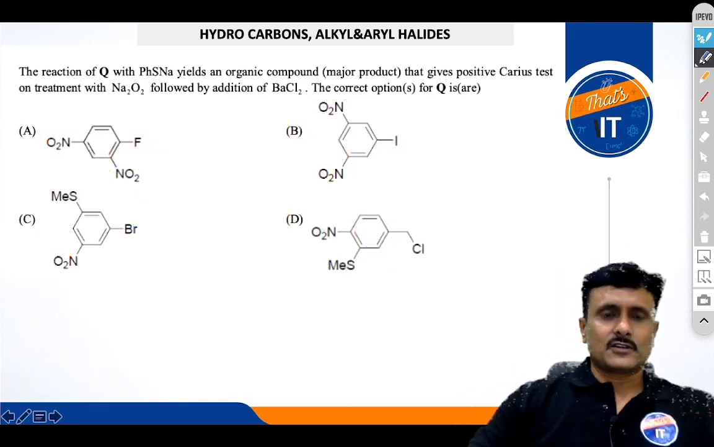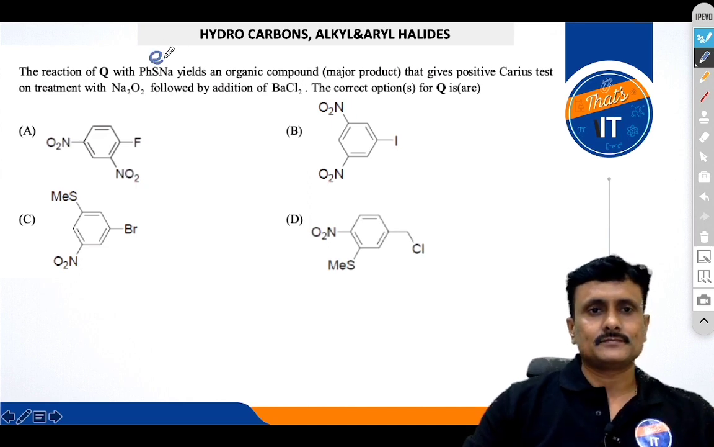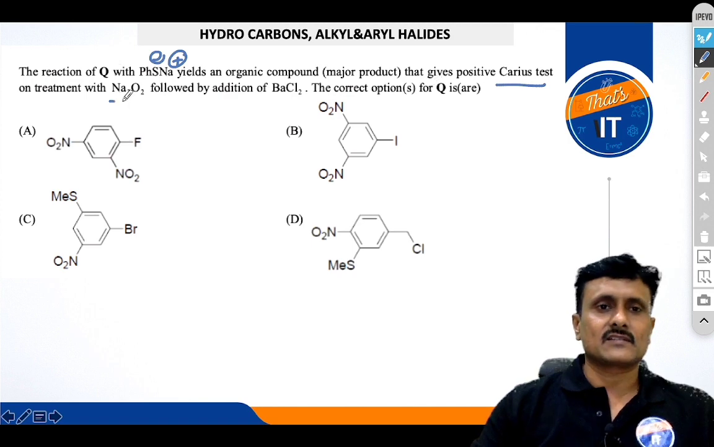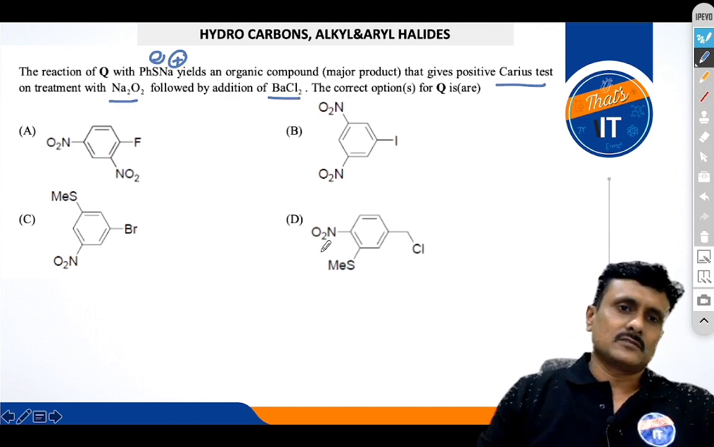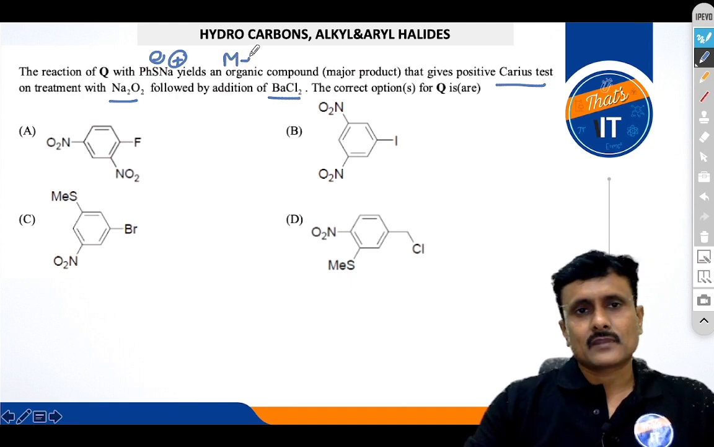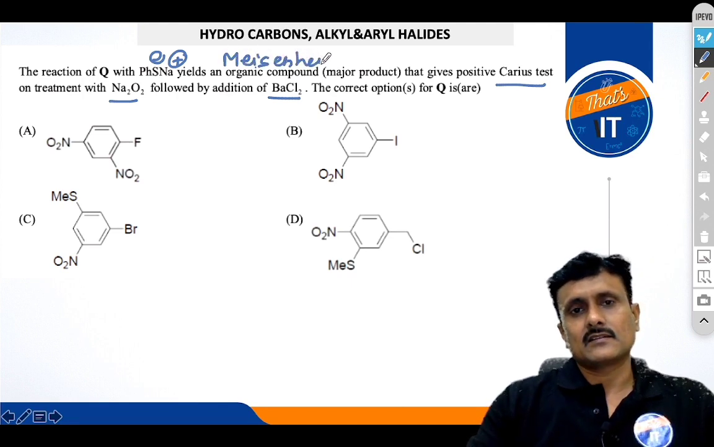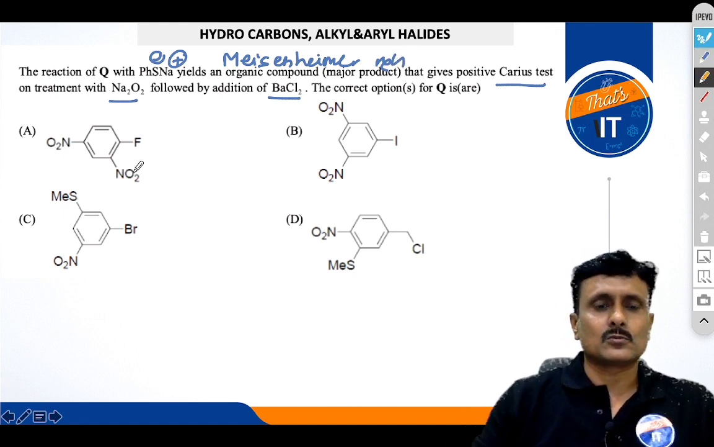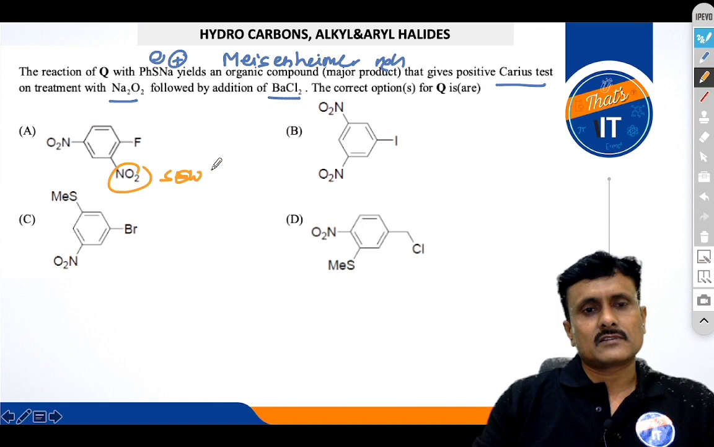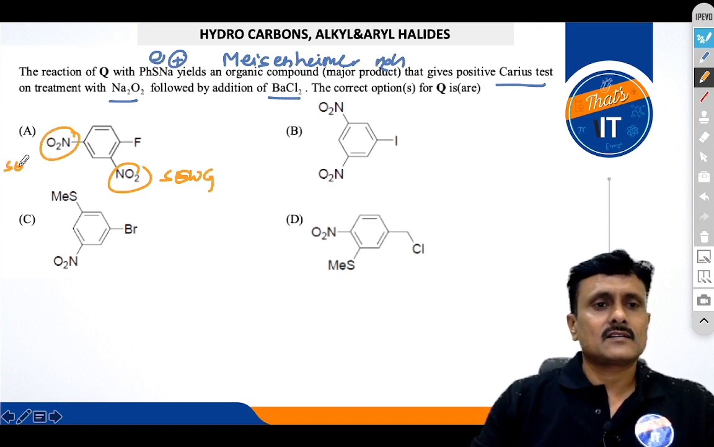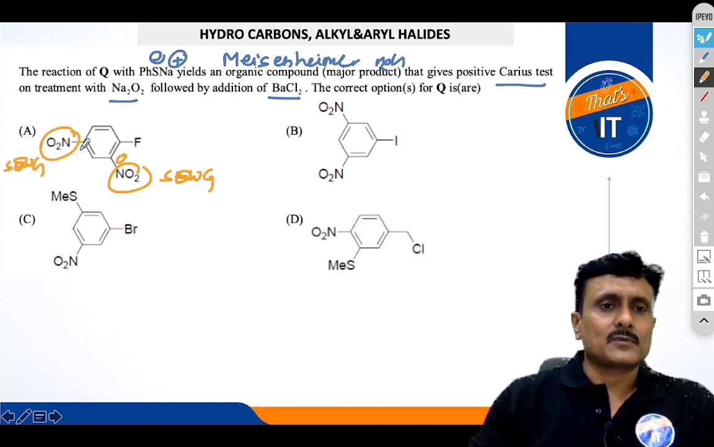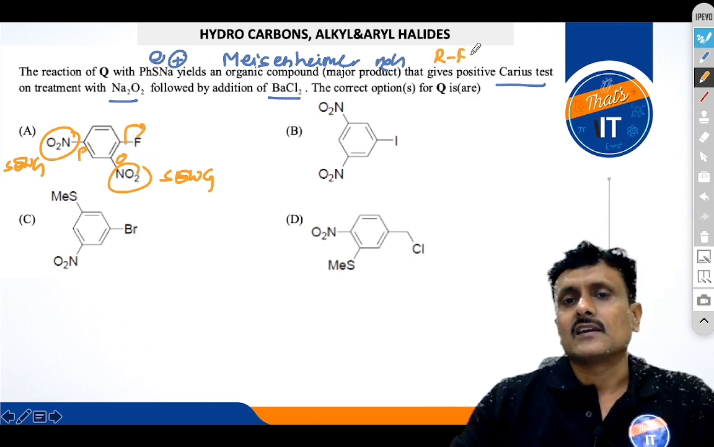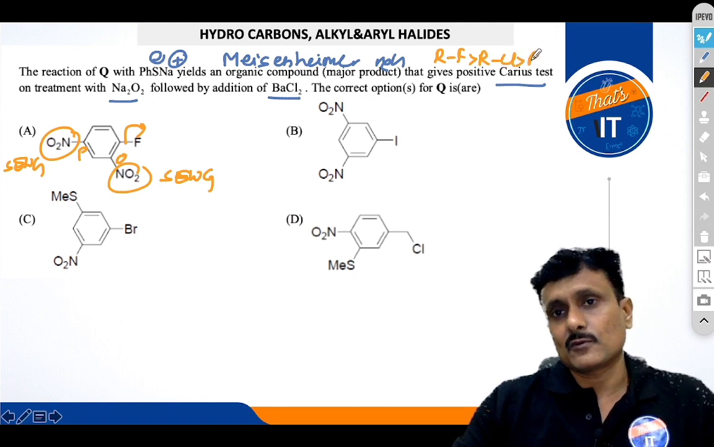The reaction of Q with the nucleophile gives rise to an organic substance that gives a positive Carius test when treated with sodium peroxide and BaCl2. You know, this is a very famous reaction, the Meisenheimer reaction, isn't it? So the condition is that this NO2 group, which is a very strong electron withdrawing group, should lie at the ortho and para positions of the leaving group. And as far as this Meisenheimer reaction is concerned, in contrast to normal substitutions, aryl fluorides are more reactive.